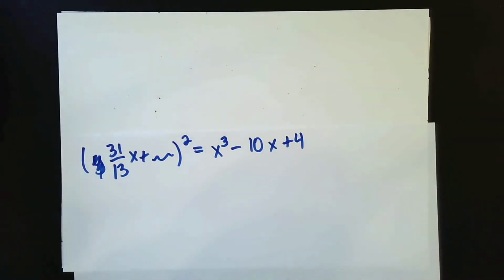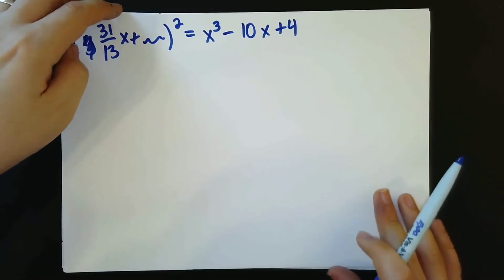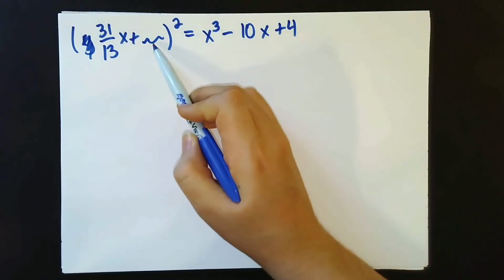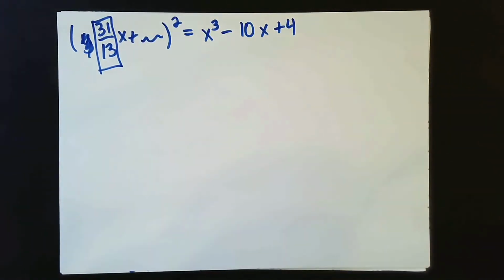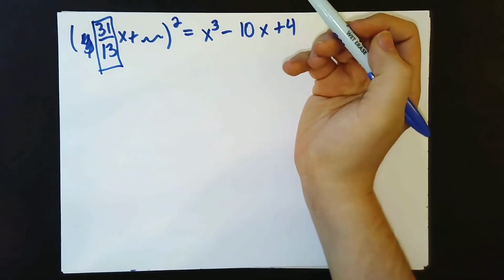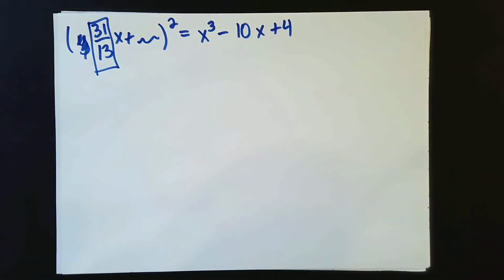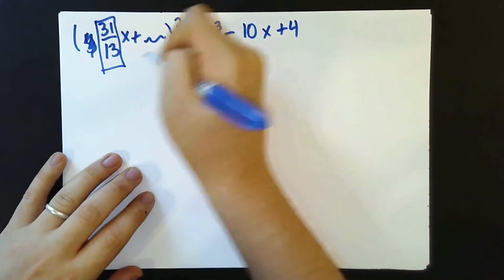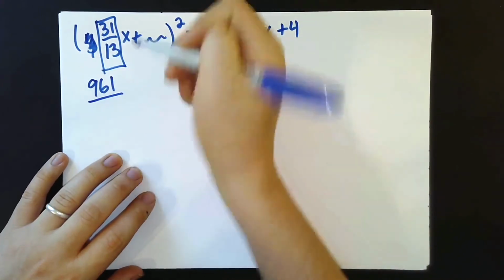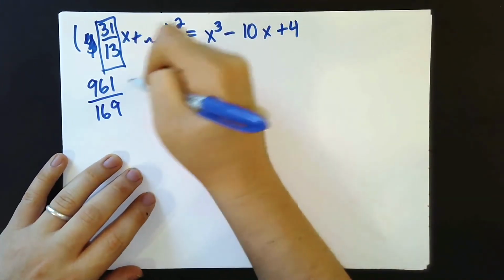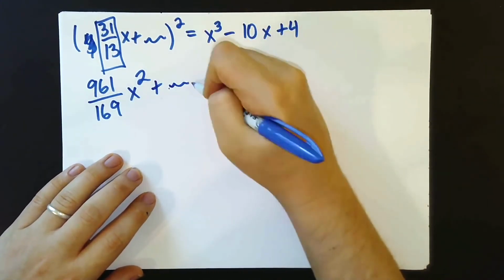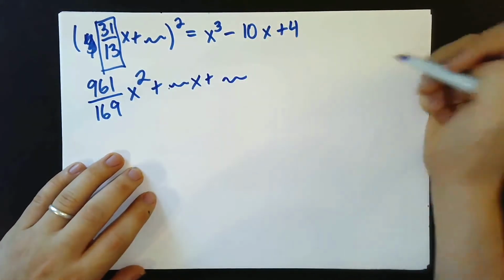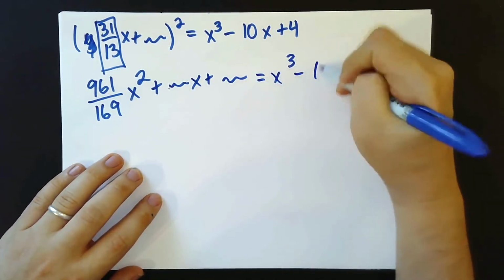And so by way of doing that, I'm just not even going to think about what the b of this y equals mx plus b is. And I'm going to show you that actually just from the slope, we can find the other point of intersection. And here's why. When I square this out, I'm going to get 31 squared, which happens to be 961, over 13 squared, which is 169, x squared, plus, and then I'm going to get some complicated number times x, plus some complicated constant equals x cubed minus 10x plus 4.